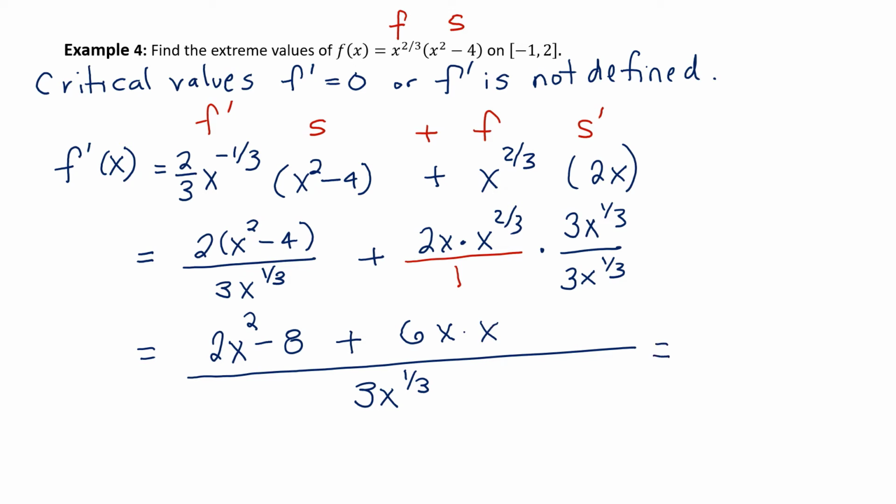Combining the terms in the numerator, we have 2x² plus 6x², that would be 8x² − 8 divided by 3x^(1/3). For the derivative, f'(x) = (8x² − 8)/(3x^(1/3)).